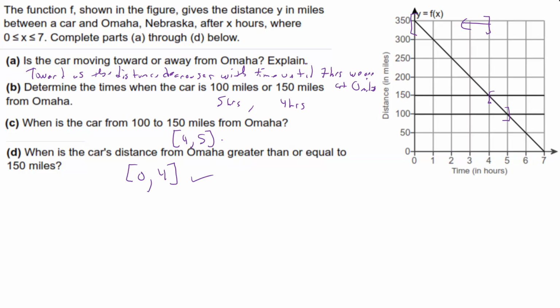So 0 to 4 here, 4 to 5 here. This one, 100 is 5 hours, 150 is 4 hours. And then we're moving toward Omaha because our distance is getting closer and closer to 0 as we move from left to right because we got a negative slope here.